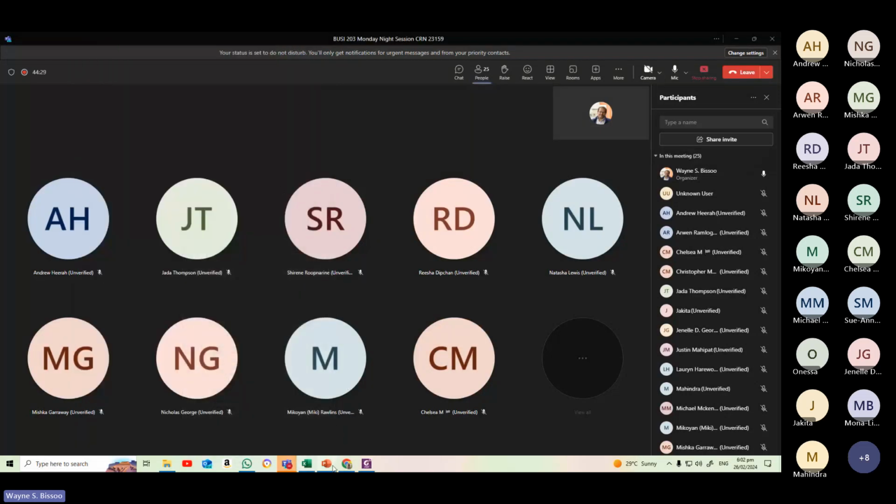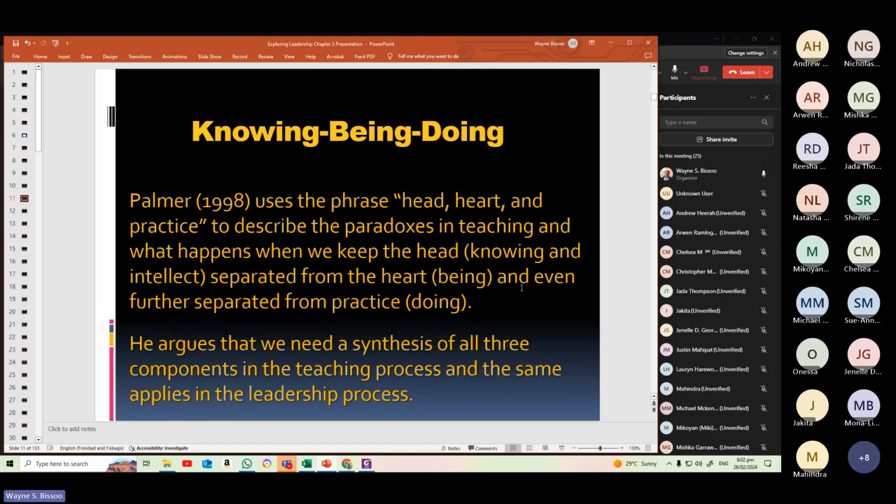All right. So let's continue along because we do have a lot of slides to go through. At the end, Palmer argues that we need a synthesis of all three components in the teaching process, and the same applies to the leadership process. And he's correct, at least from the perspective that I'm looking at here.